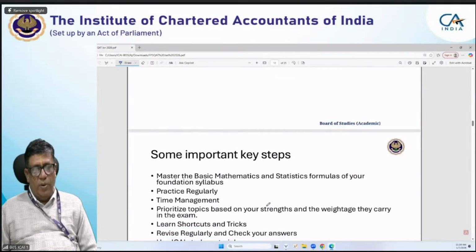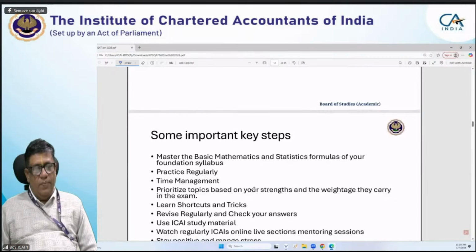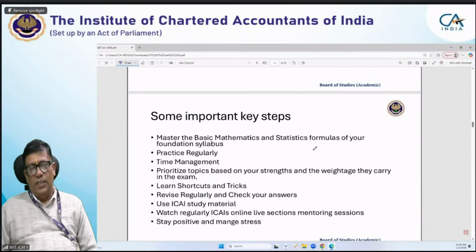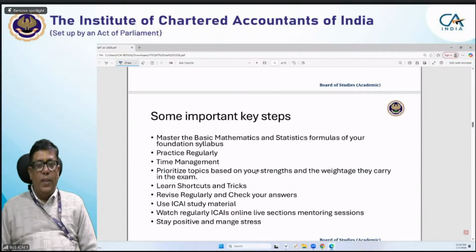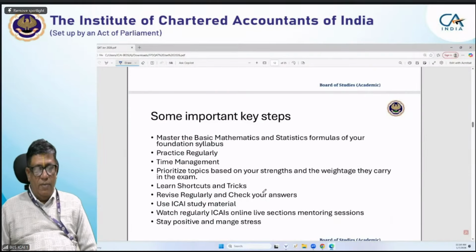Next one, some important key steps. Master the basics, the mathematics and statistics formulas of your foundation syllabus. Practice regularly. Manage your time. Prioritize topics based on your strengths and the weightage they carry in the examination. Learn shortcut tricks, revise regularly, and check your answers. Use the ICAI study material, ICAI online live sessions and mentoring sessions. Stay positive, manage your stress.